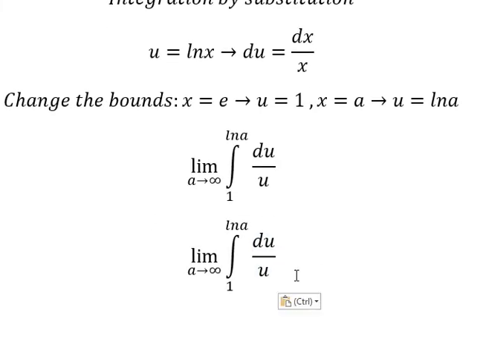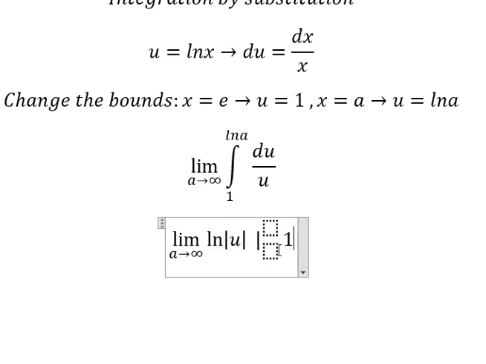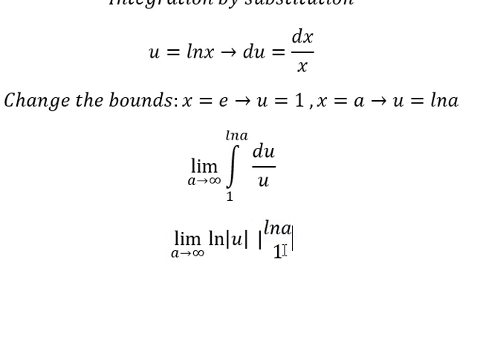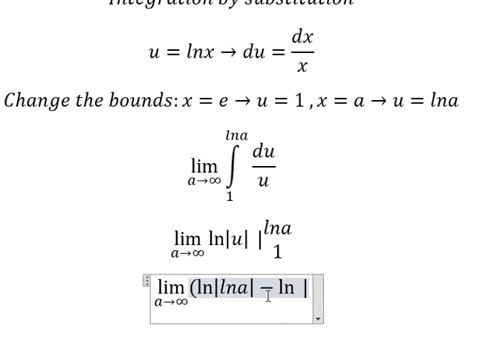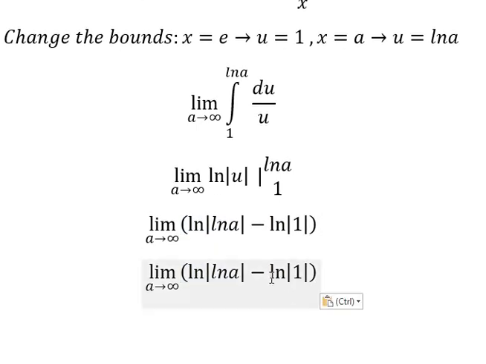So the integration of this one in here, we have ln of the absolute value of u, and I will put the bounds from 1 to ln(a). Now I will put this one in here. So ln(1) we have 0.